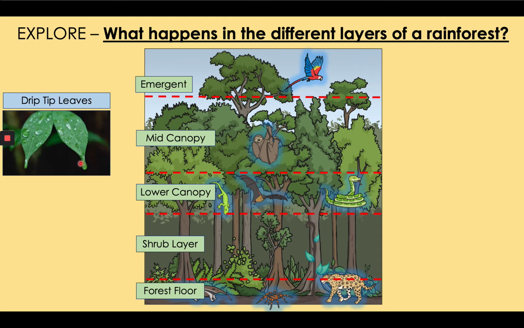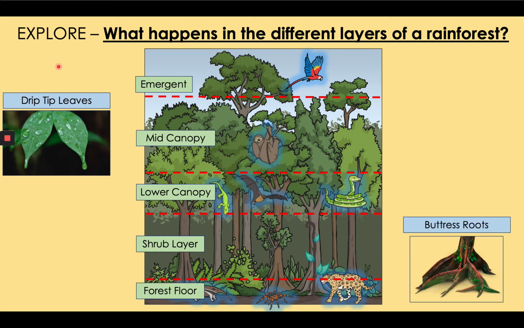And the sharp-pointed drip tip allows the rainwater to run off quickly. This means that the water is quickly transported down to the roots of the tree so that it can be absorbed. Drip-tip leaves are a very important adaptation. They protect the leaves and they ensure that the water is channeled to the roots of the tree.